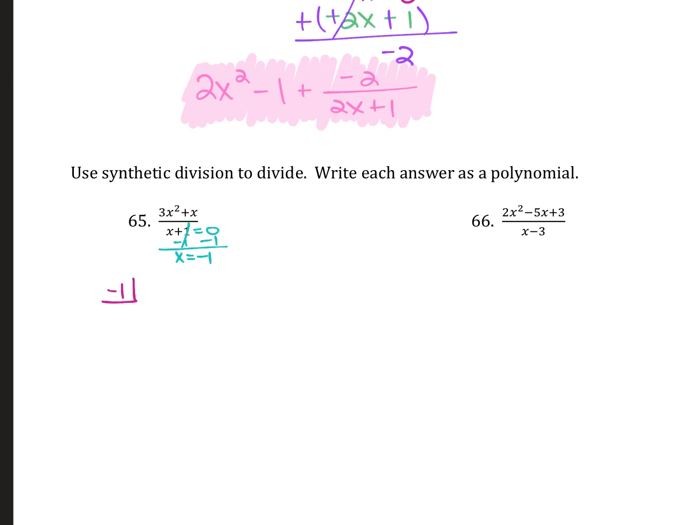To the right of your box, you're going to have 3, 1, and 0 because you do not have a constant. That 3 drops down. 3 times negative 1 is negative 3, plus 1 is negative 2, times negative 1 is 2, plus 0 is 2. So your remainder is the 2, your constant is the negative 2, the 3 gets an x. So this is 3x minus 2 plus 2 over x plus 1.